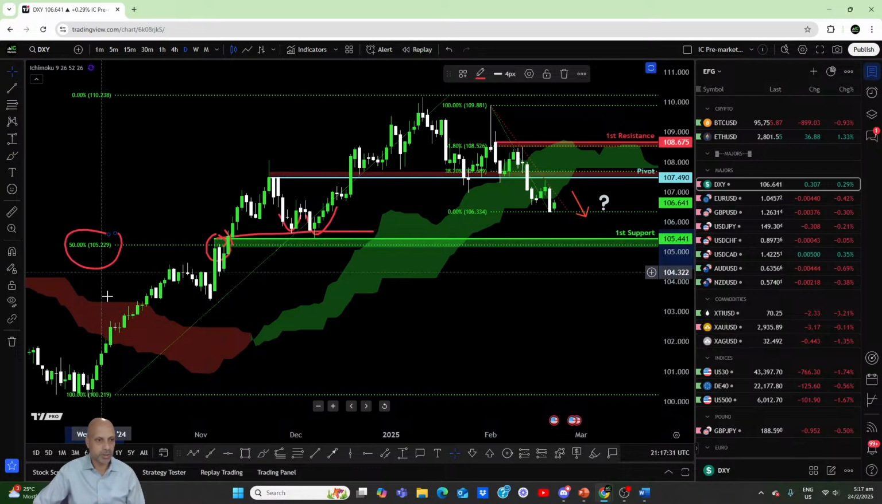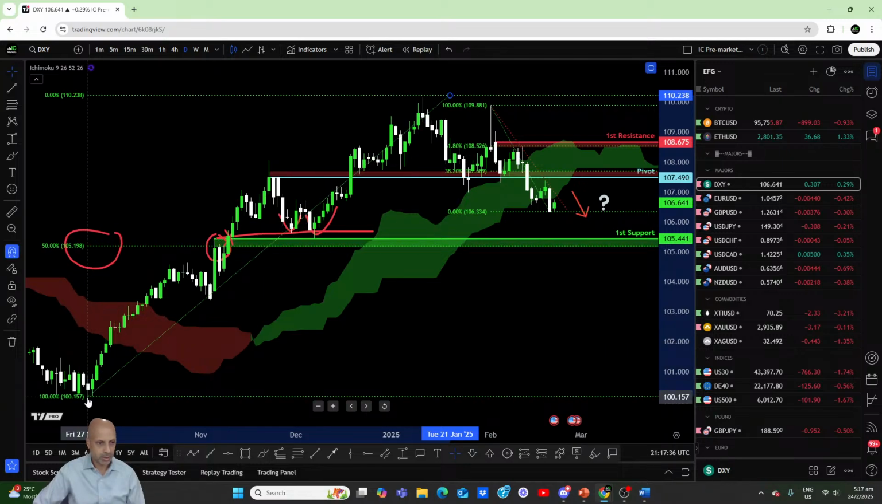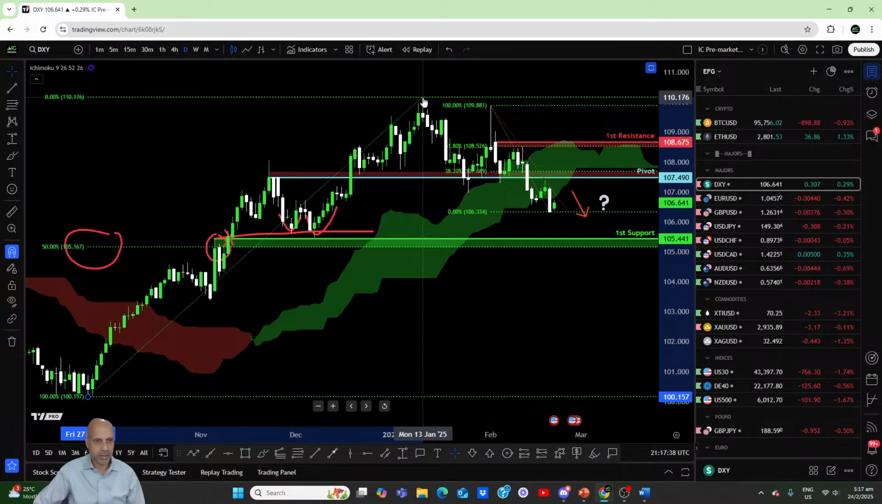We found this retracement level starting from this swing low here on 27th of September and ending with the swing high on the 13th of January. We can see that the 50% retracement sits pretty close or just underneath the overlap support at 105.44.